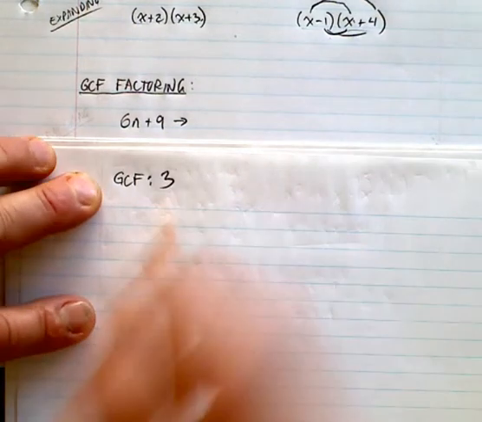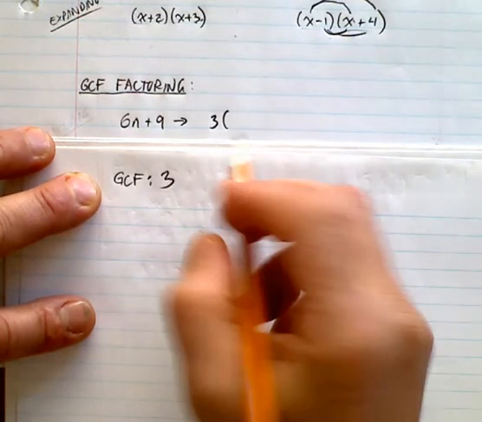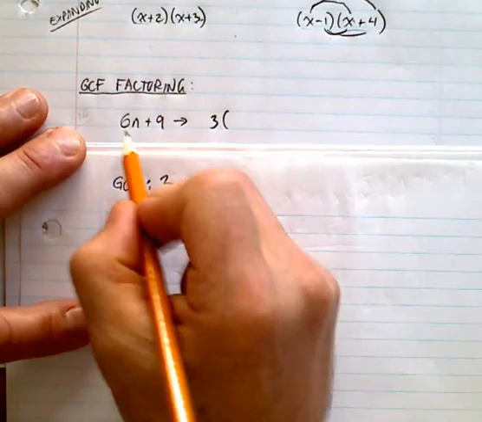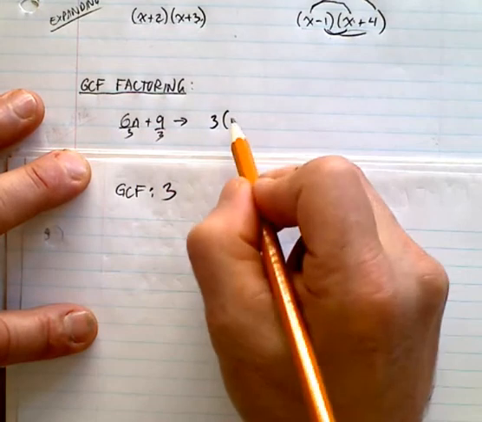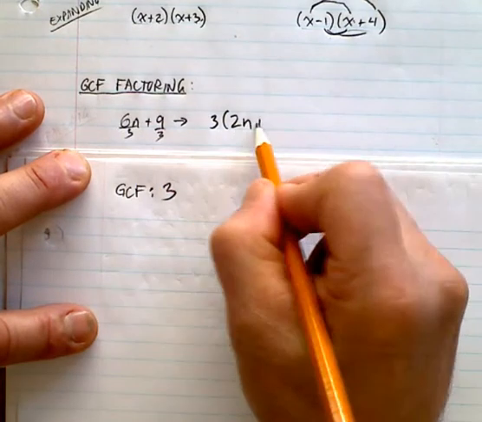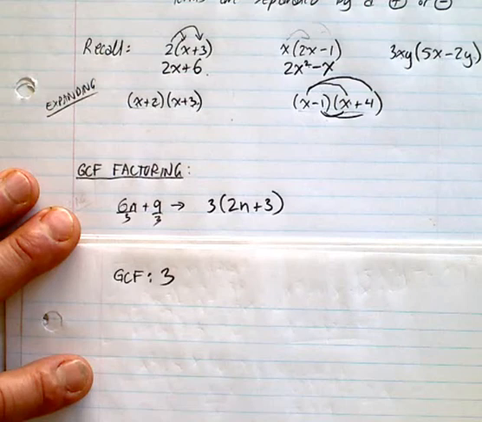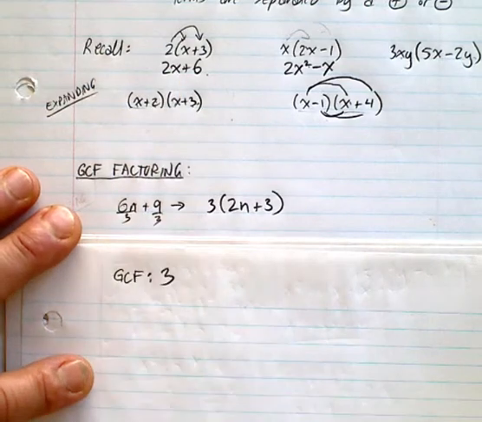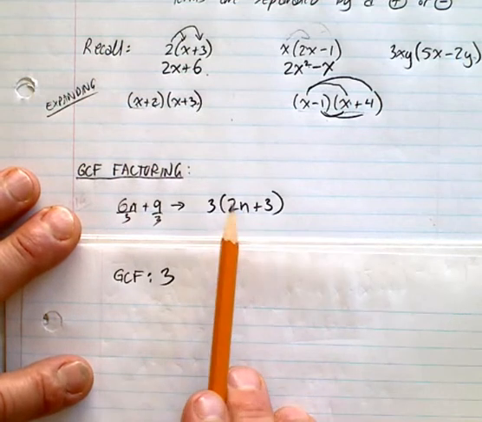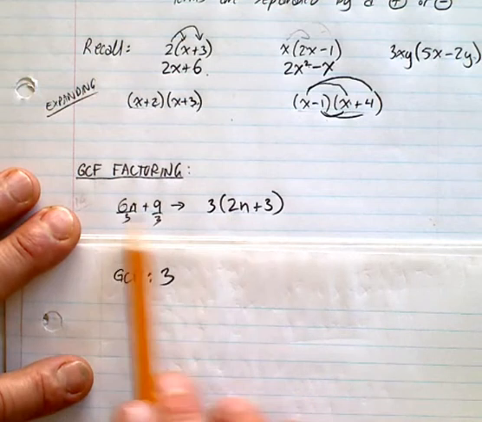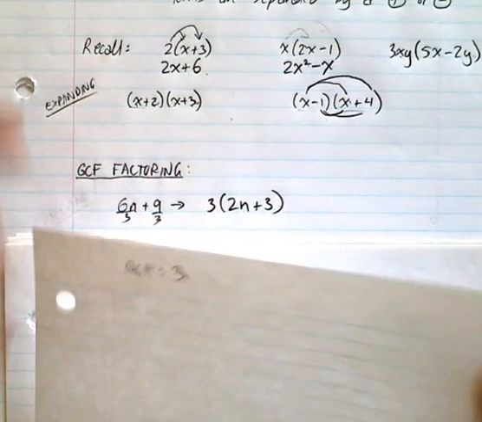So what you do is you put your GCF on the outside and find out what's left in the brackets. And the way we do that is you divide by your GCF. So 6 over 3 is 2, and there's an n left, plus 9 over 3 is 3. There you go. You've gone backwards, from this to this. You've put it back in a factored form. If you wanted to check your answer, you simply multiply it out. 3 times 2n is 6n. 3 times 3 is 9. Boom, you're done.